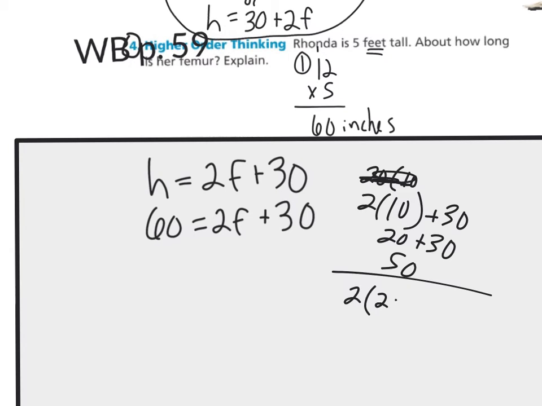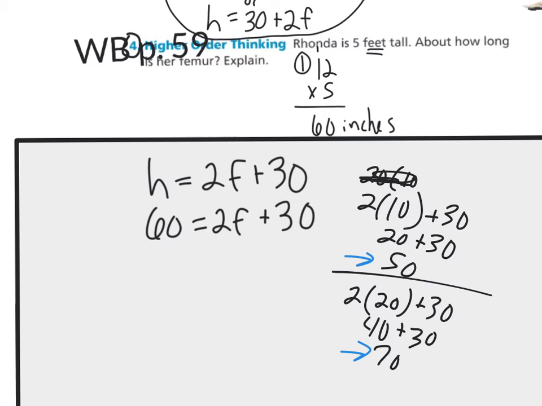What if we try 20? That'd be 40 plus 30 would be 70. And then one observation here is we got 50, then we got 70, we want 60, which is right in the middle. That's what's going to work out. We tried 10, we tried 20. The answer then should be right in the middle, which would be 15.